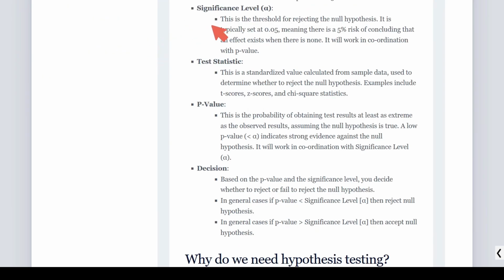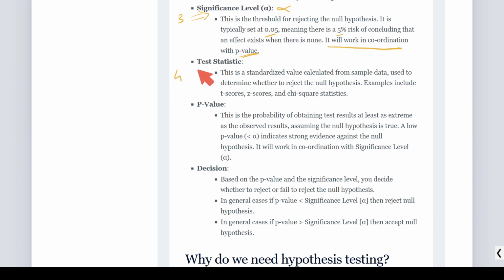Then we will talk about the third component, the significance level, which is denoted by alpha. This is the threshold for rejecting the null hypothesis, that is, rejecting the statement of equality or similarity. And this significance level alpha always works in coordination with the p-value. We have set this significance level alpha at 5% or 0.05, but based on business requirements and technical aspects, this value can be changed. It is not mandatory to put it at 0.05.